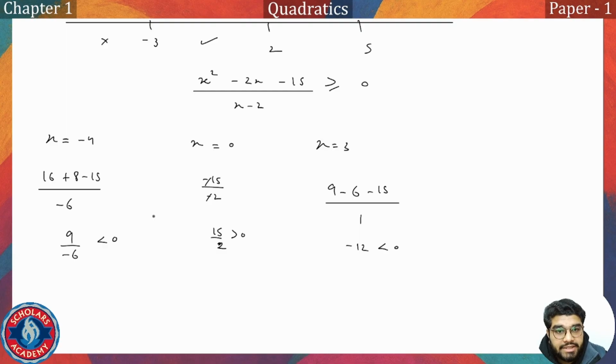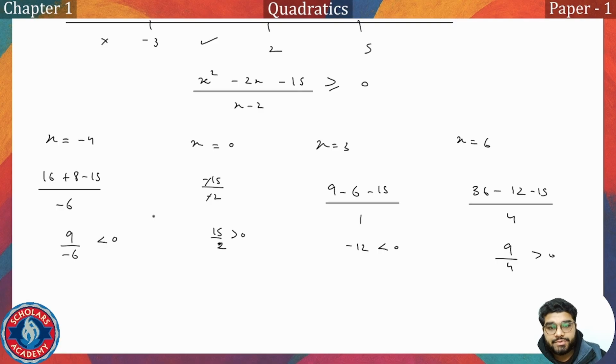If I go for the last interval, where the value is greater than 5, I take x is equal to 6. So what I get is 36 minus 12 minus 15 by 4. Over here, the sum in the numerator is -27 and the remainder is 9 by 4. Right? And this value is actually greater than 0, and yes, I will choose that.